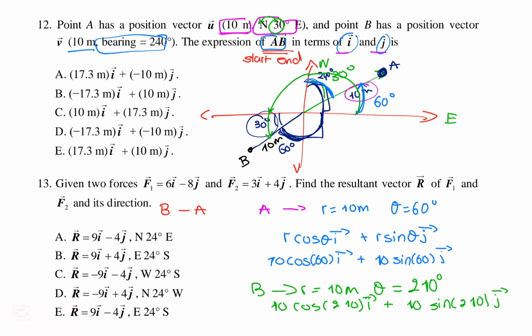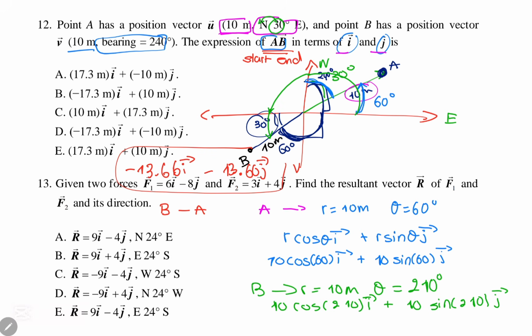What do I get for the i vector? I got minus 13.66i. And then if I did 10 sine 210 minus 10 sine 60, I will get minus 13.66j as well. Sorry, I said j earlier when I meant i. So this is supposed to be the correct answer.